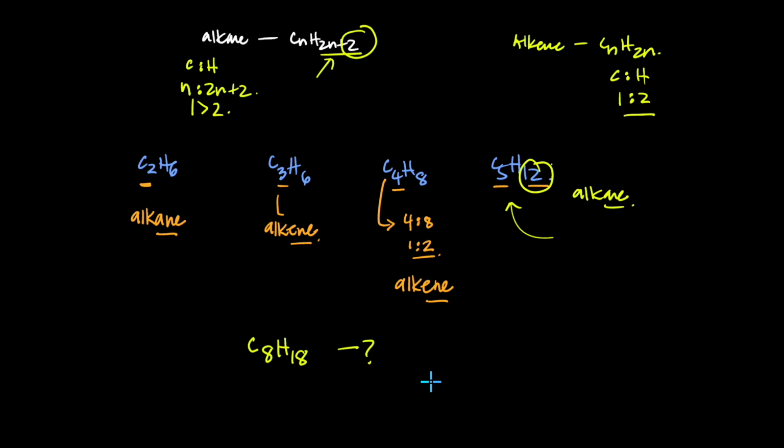C8H18. This one's an alkane, because twice of 8 is 16. By the way, this is what we call octane in your car. This is the one that has gone up in price. So looking at the formula, you can figure it out, right?